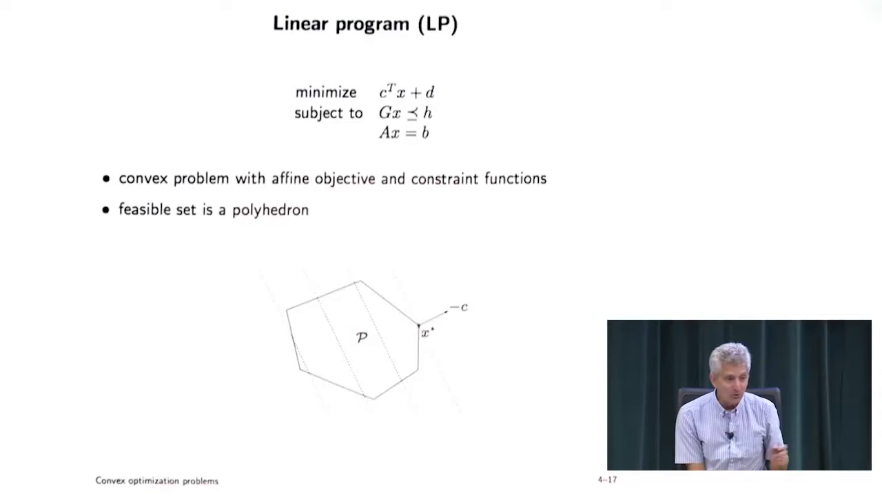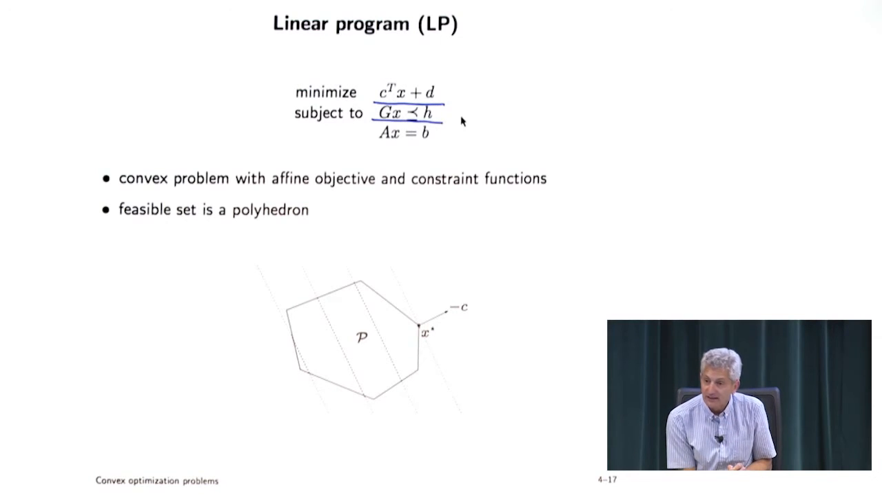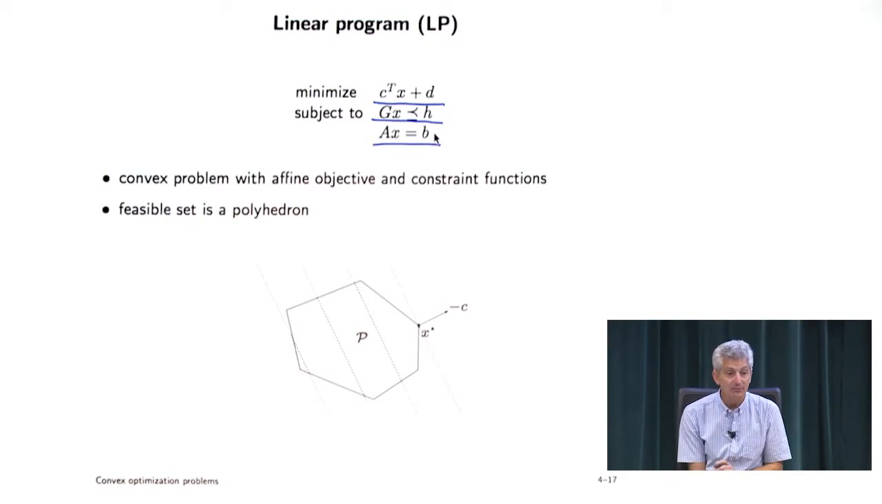Okay, and we'll start with linear programs, which is, in some sense, the simplest possible general convex optimization problem. General in the sense of having constraints and other things. It says all functions are affine, F0 and all Fi. In that case, you minimize an affine function subject to linear inequality constraints, well, affine, but we say linear, and linear equality constraints. So that's a linear program.